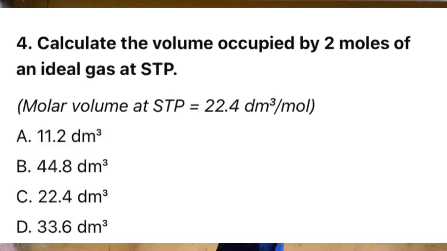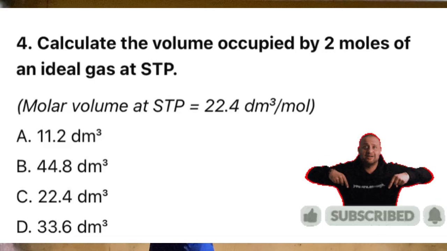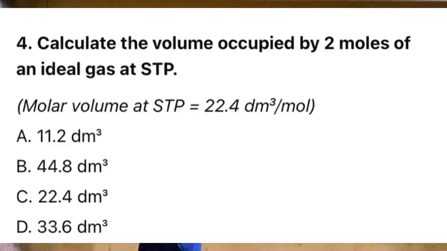Question 4 here says, calculate the volume occupied by 2 moles of an ideal gas at STP. STP stands for standard temperature and pressure. From the question, we are given the molar volume at STP to be 22.4 dm³ per mole. We have these options. Option A says 11.2 dm³. Option B says 44.8 dm³. Option C, we have 22.4 dm³. And option D says 33.6 dm³. So let's solve together.